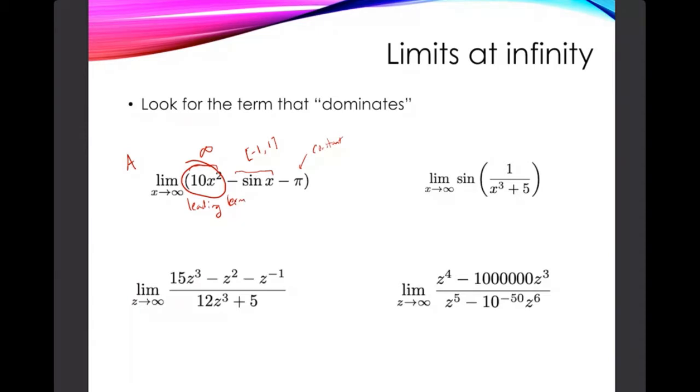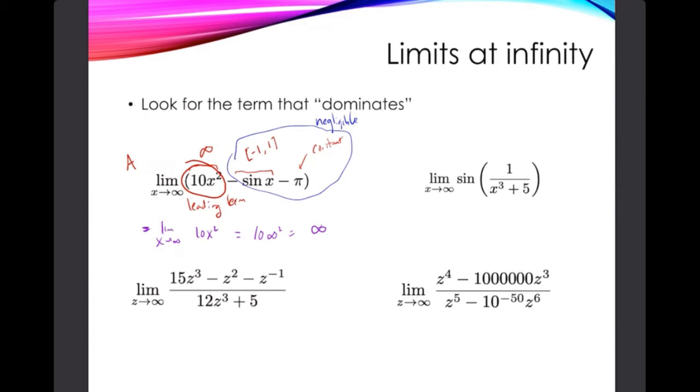So what I can do is I can say this limit is equal to the limit as x goes to infinity of 10x squared. And I can simply neglect the other terms because they're inconsequential. These are negligible in the face of something that's going to infinity. So my limit as x goes to infinity of 10x squared is equal to 10 times infinity squared, which is equal to infinity. So the 10x squared term dominates.